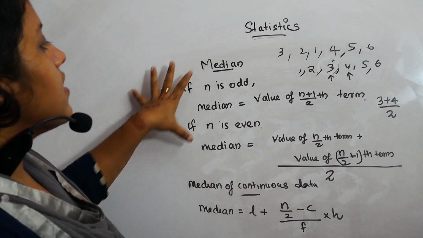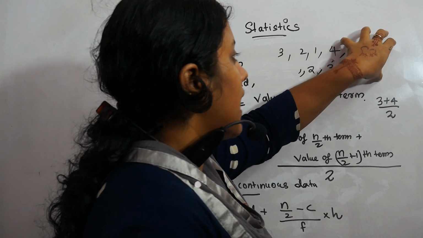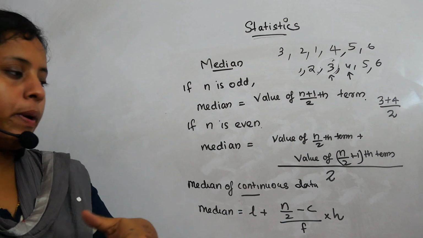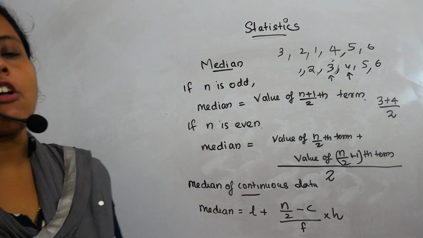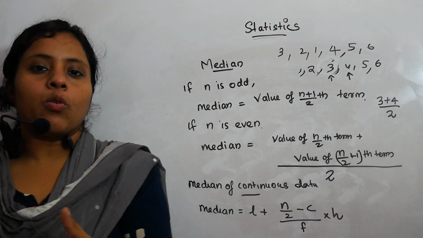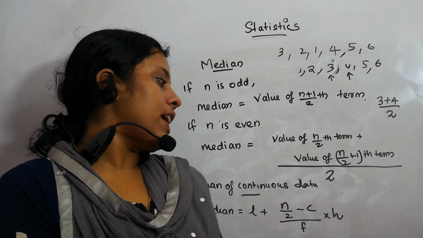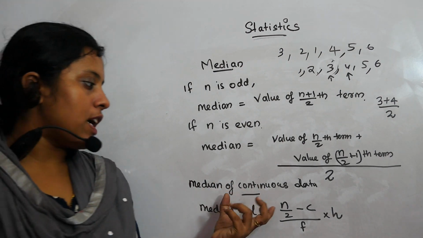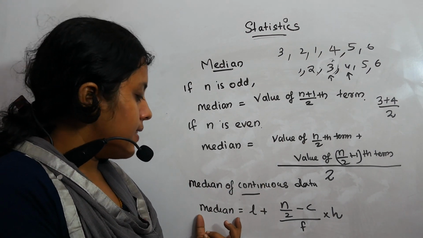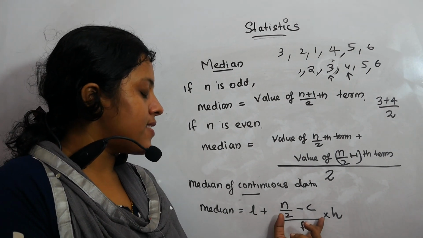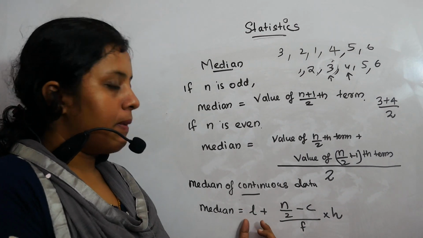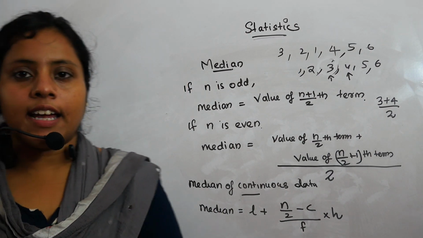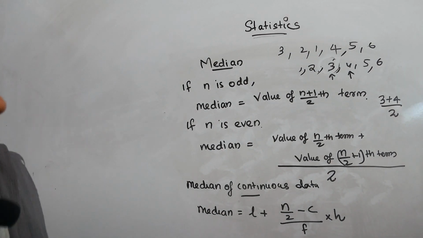Okay, so this is possible if you have a set of observations like this. But what if we have continuous data like 10 to 20, 20 to 30, that we saw in your mean example? The class interval is given. Then how can we do it? We'll do it using the formula for continuous data. Median of continuous data is given by median is equal to L plus n by 2 minus C by F into H. Okay, you'll understand that if I do a problem. See, I'll show an example.